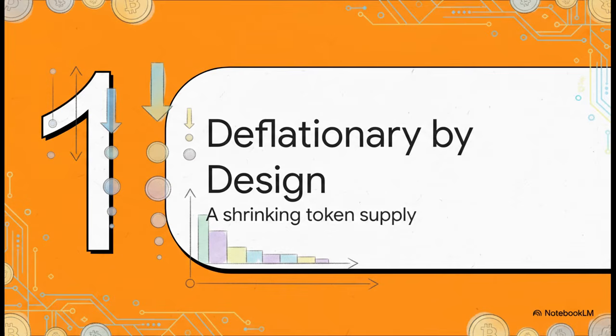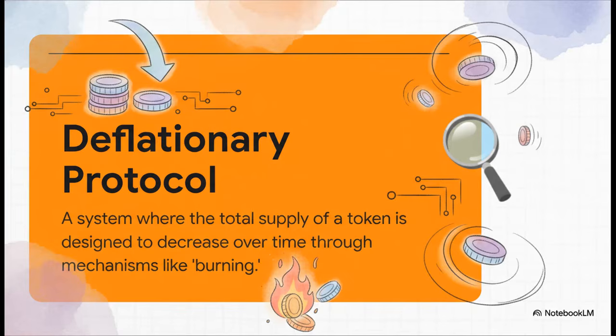All right, first things first: deflationary by design. Let's really define what it means when a token's supply isn't just limited, but it's actively engineered to get smaller and smaller. So, a deflationary protocol isn't just about having a fixed number of tokens. No, it's an active system. The supply is literally designed to decrease. And the main way this happens is through a mechanism called burning, which, as you'll see, is absolutely crucial to how this entire model is supposed to function.